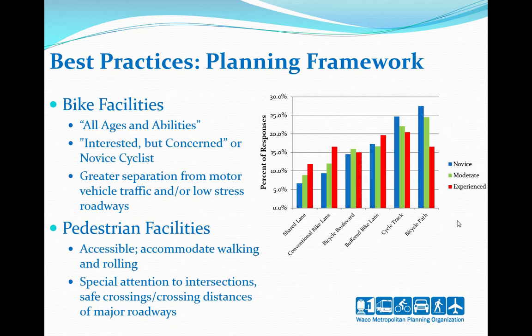We kept a few basic frameworks in mind when formulating recommendations that tie back to the goals and desired outcomes for the active transportation plan. First, for bikes, we want our bike network to accommodate a target user that's defined in the literature in a few different ways: all ages and abilities, interested but concerned, or novice cyclists. This target user desires greater separation from motor vehicle traffic and/or prefers using a low-stress roadway, which is a roadway with less traffic and slower speeds.